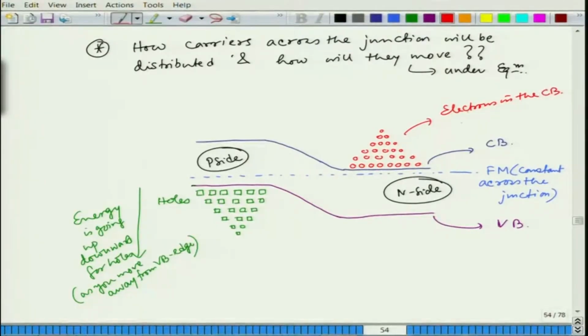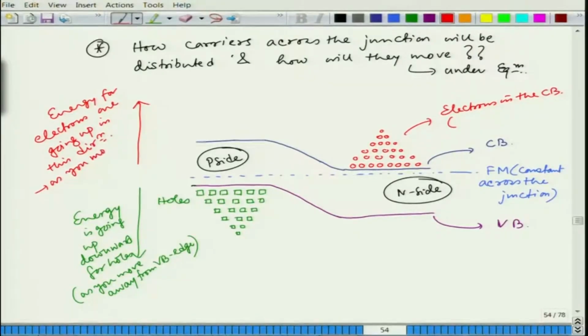And so here the energy for electrons are going up in this direction as you move away from conduction band edge, right.